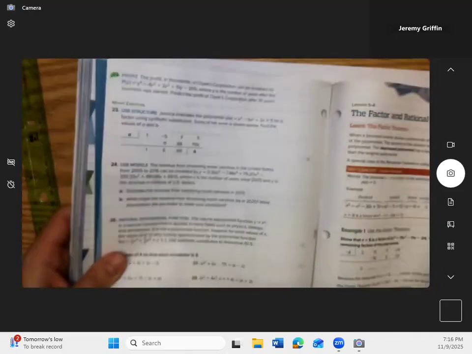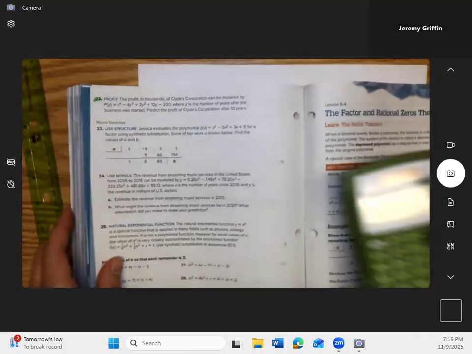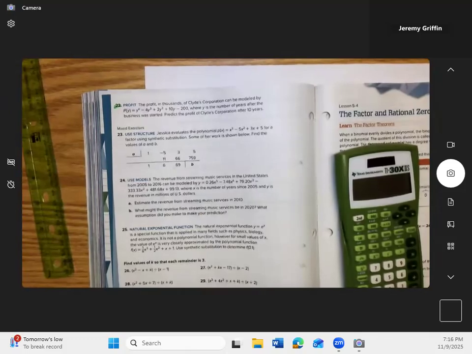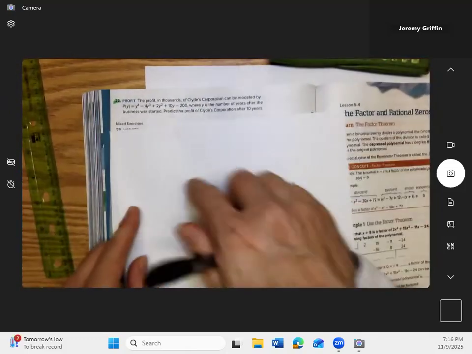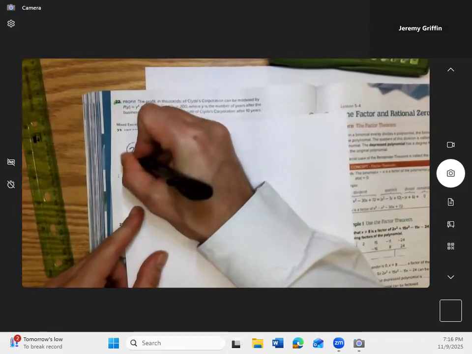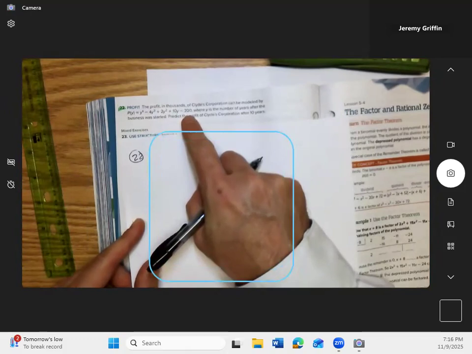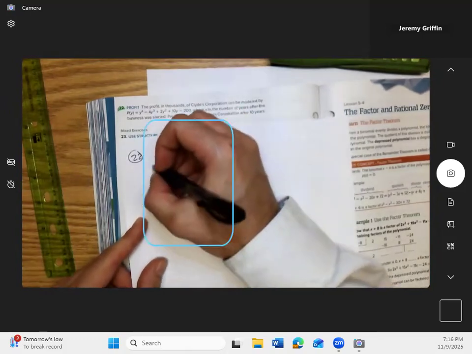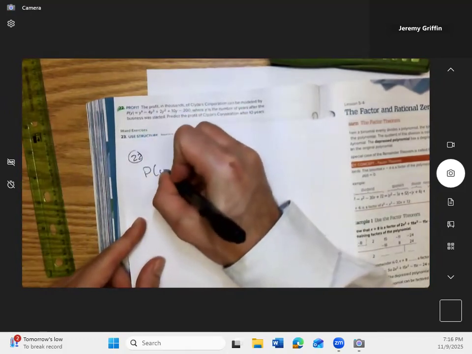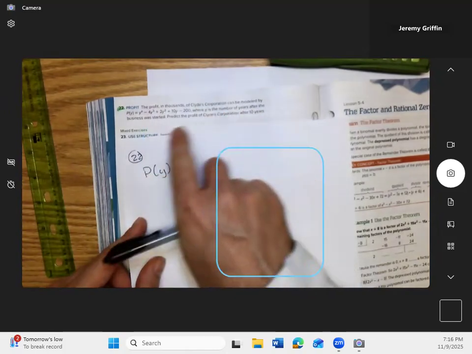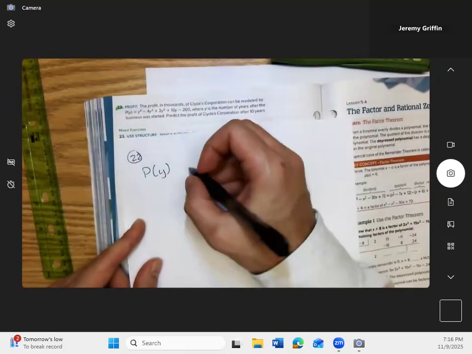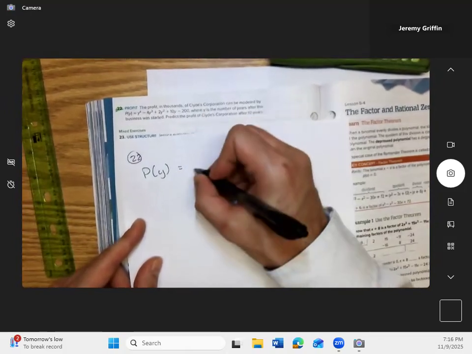All right, so I do one more with you guys from 5.4a. It's number 22, profit. Now, since it's the last one, I'll also throw in the long division method. Right, so just to round back to that again, too. We got profit in thousands of dollars, maybe. Clyde's Corporation can be modeled by, we got profit as a function of y, where y is the number of years after the business has started. I don't know why they went with y, but maybe just to change it up a little bit.